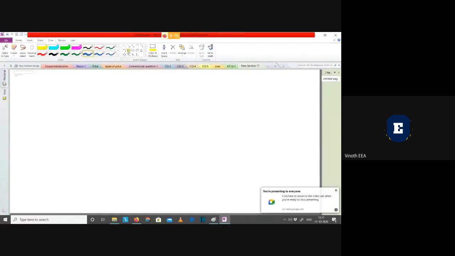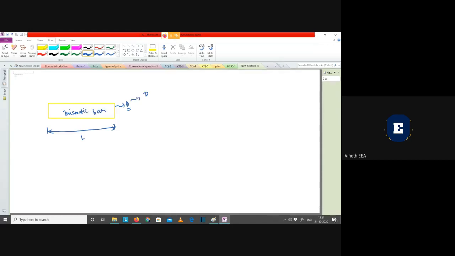There is something called a prismatic bar. Just remember this. Prismatic bar means the cross section will remain the same. If I take a member whose length is L and the cross section remains the same, then it's a prismatic bar. Cross section can be a diameter or length into breadth, depending on the type of cross section. But most of the time we will be dealing with circular cross sections only.